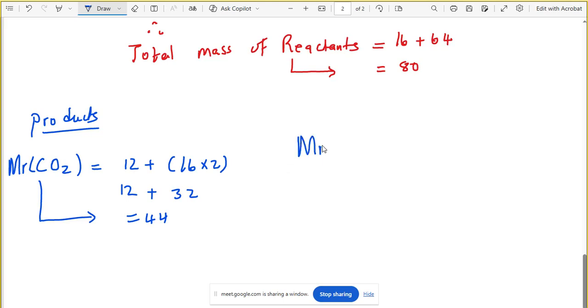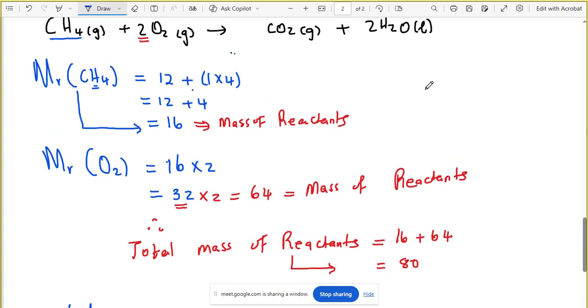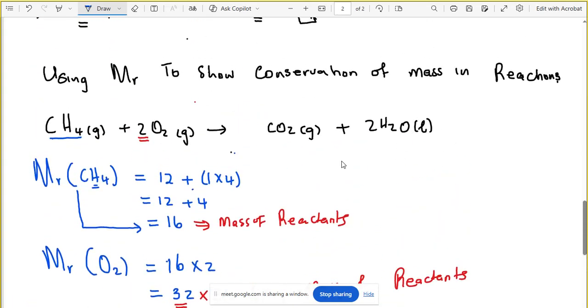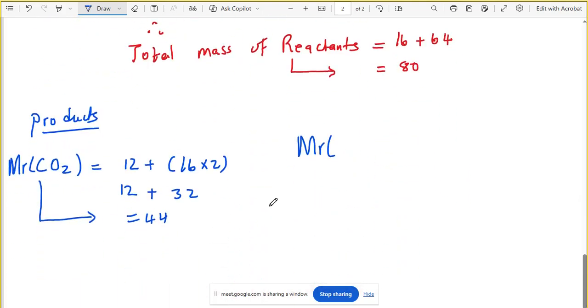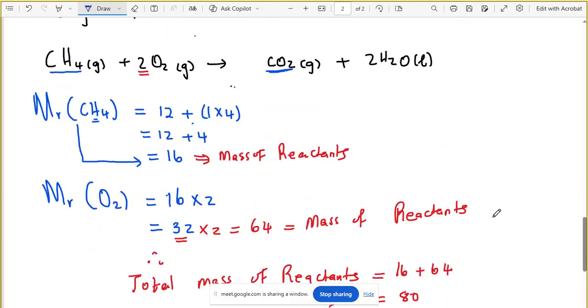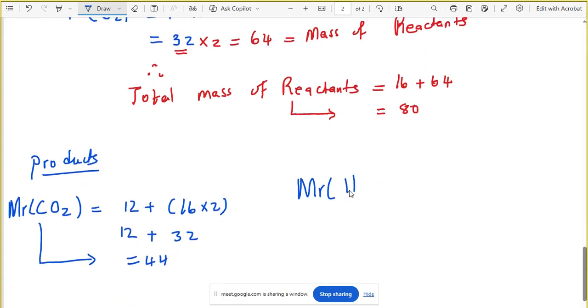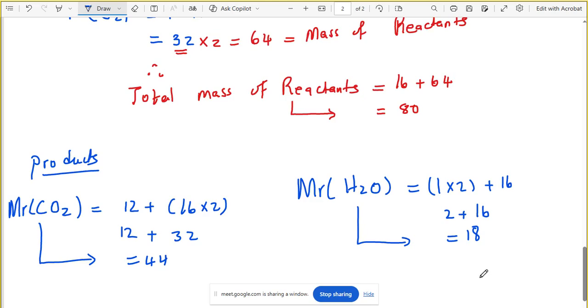Then you're going to find the molar mass of the other product. What was that? H2O. You see, the carbon dioxide has one molecule, so I'm not going to multiply this with anything. Then let's check the molar mass of H2O. H is 1, which we need to multiply by 2, plus oxygen, that's 16. 1 times 2 is 2. You add 16, you get the molar mass of 18. So water has the molar mass of 18.